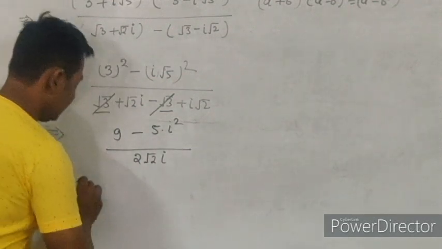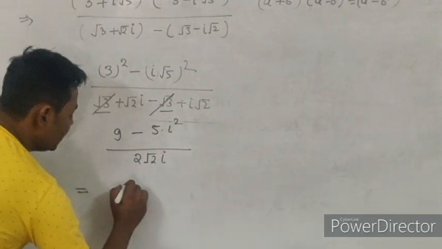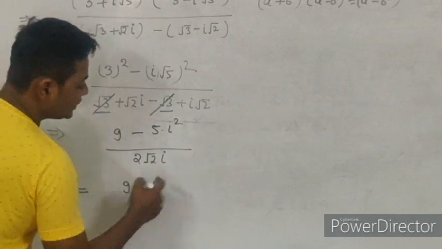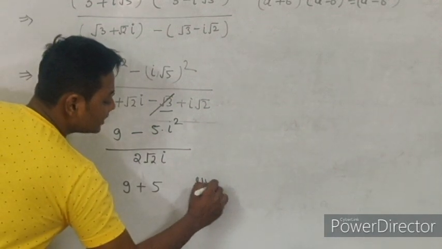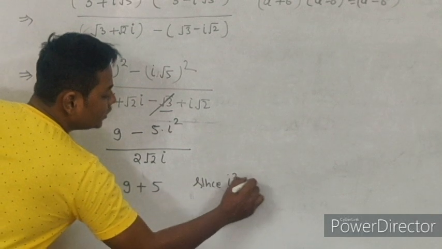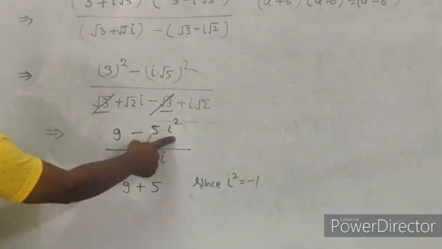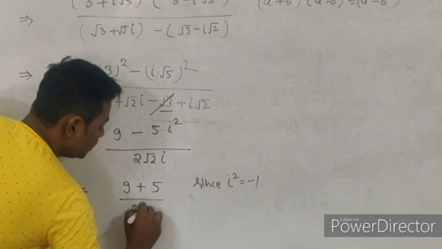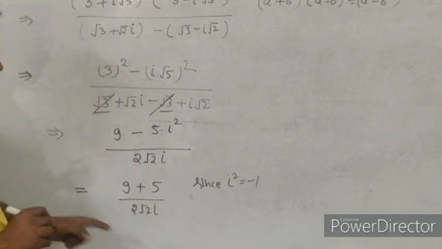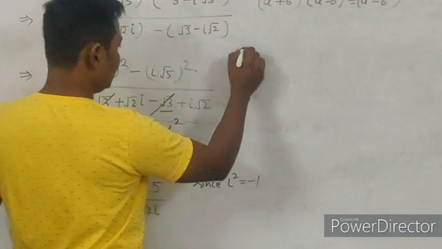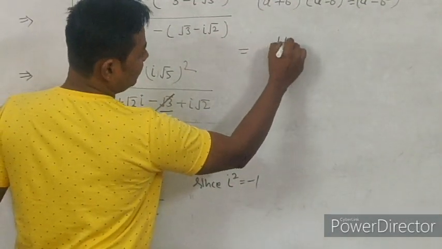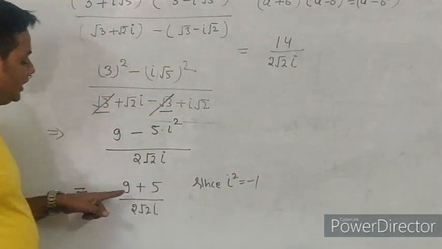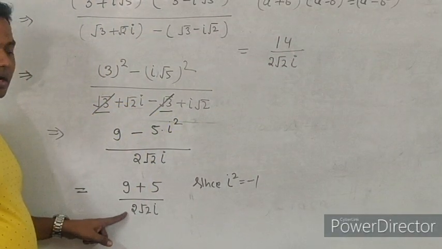अब यहाँ पे क्या होगा? Next step में क्या होगा? 9 plus 5. यहाँ पे plus क्यों? Since i square is equal to −1, तो −1 9, 5 1 जा 5, यहाँ पे प्लस, तो upon क्या हो गया 2√2 i. अब इसको ऐड कर देते हैं. ऐड करेंगे तो क्या मिला हमारे पास? ये हो गया आपका 14 upon 2√2 i. ठीक है, 14 upon 2√2 i.